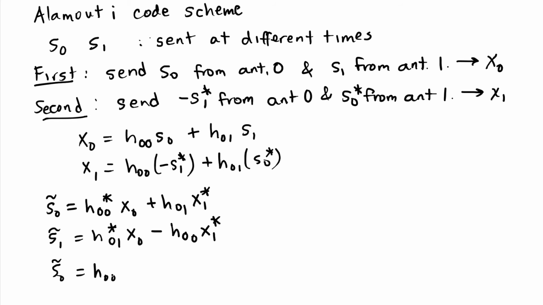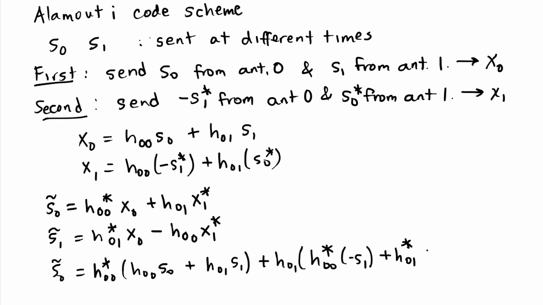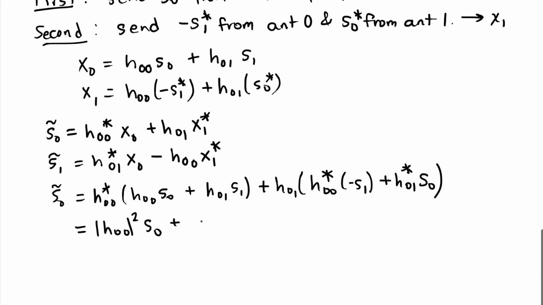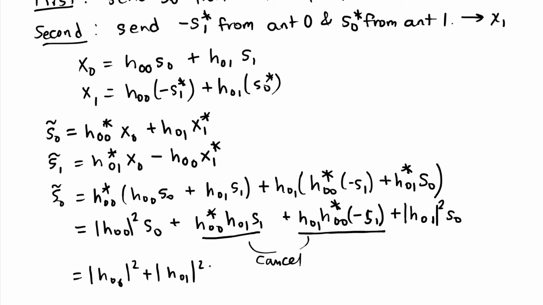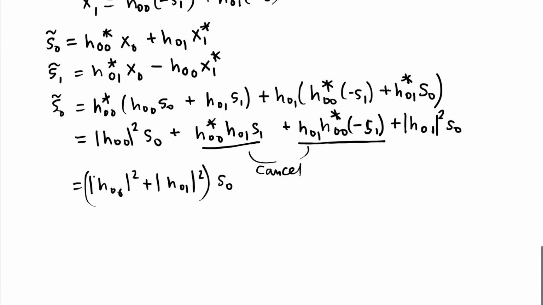Okay, how does this work? Well, for S0, if I plug in for X0 and X1 based on the above formulas, I'm going to get the following. These two terms are just opposites of each other. We've got the H00 conjugate in both, multiplied by H01, multiplied by S1, and this one has a minus sign, so these two are going to cancel. And we're going to be left with an amplitude scaled version of S0. We could estimate S0 by dividing this S0 tilde by this constant.